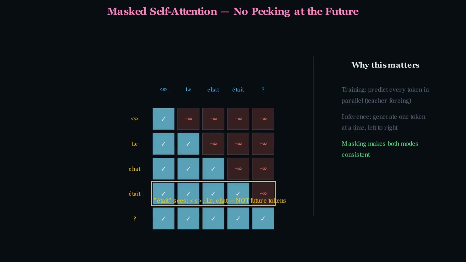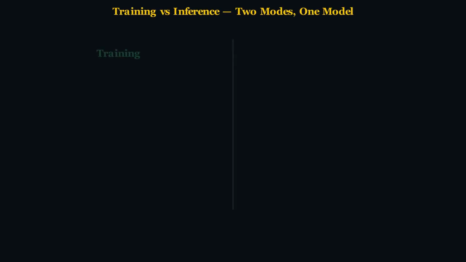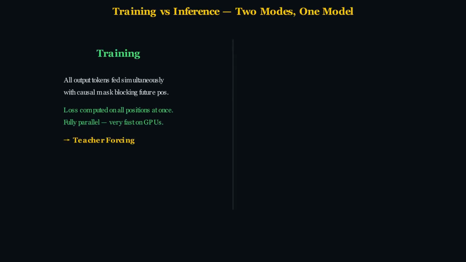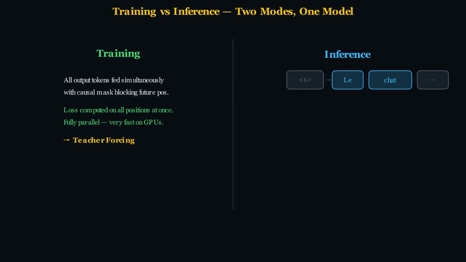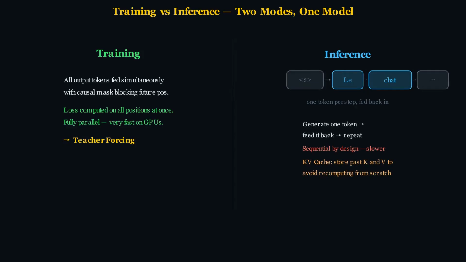During training, masking lets the model predict all output tokens in parallel. During inference, it generates one token at a time. The mask keeps both modes consistent. During training, we use teacher forcing. Correct output tokens are fed in simultaneously under the causal mask. All positions are predicted in parallel, making training very fast. At inference, the model generates one token at a time, feeding each result back as the next input. A key-value cache stores past computations to avoid redundant work.